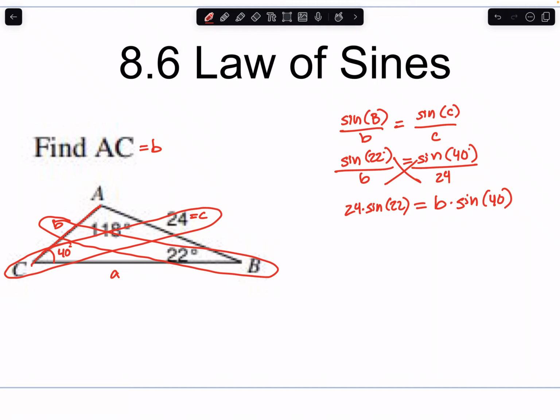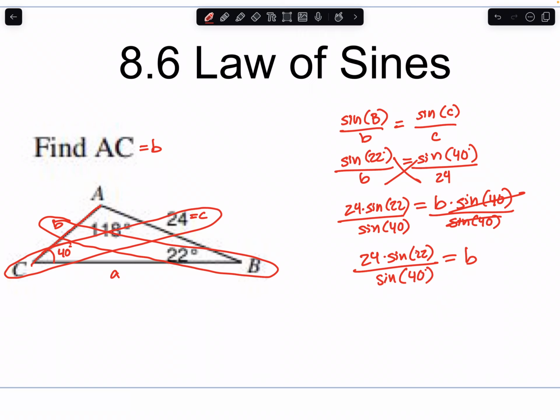Now that the fraction is gone, we can isolate the variable, which is b. Since we're multiplying, we're going to do the inverse and divide by sine of 40. That allows us to isolate the variable. b equals everything on the left. When the variable is isolated, that's how you know you're ready to go to the calculator. Plug everything in the calculator on the left, and you're able to solve.